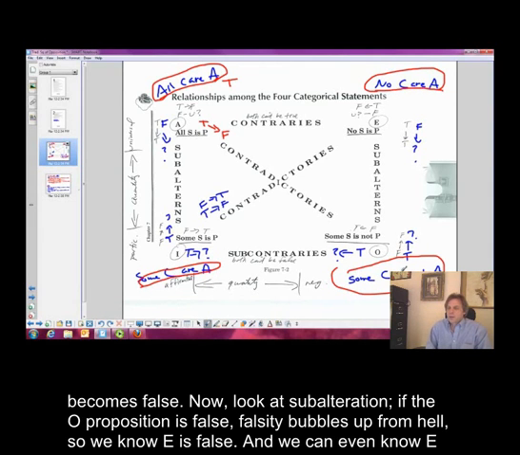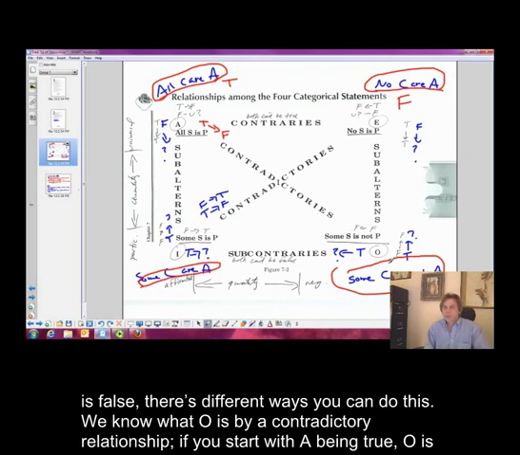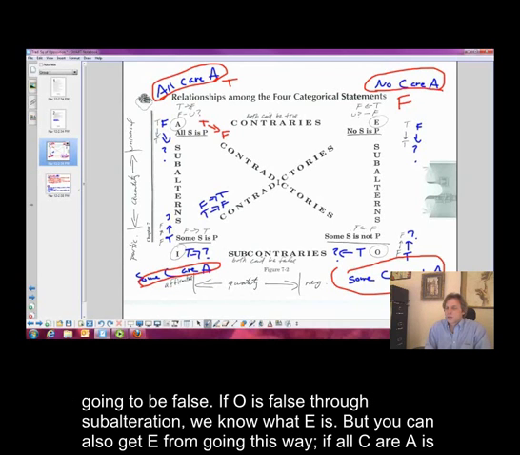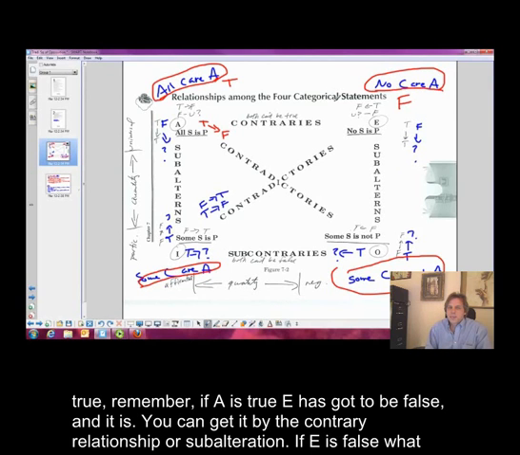Now look at subalteration. If the O proposition is false, falsity bubbles up from hell, right? So we know E is false. There's different ways you can do this. We know what O is by a contradictory relationship. If you start with A being true, O is going to be false. If O is false, through subalteration, we know what E is. But you can also get E from going this way. If A is true, remember, E's got to be false. You can get it by the contrary relationship or subalteration.